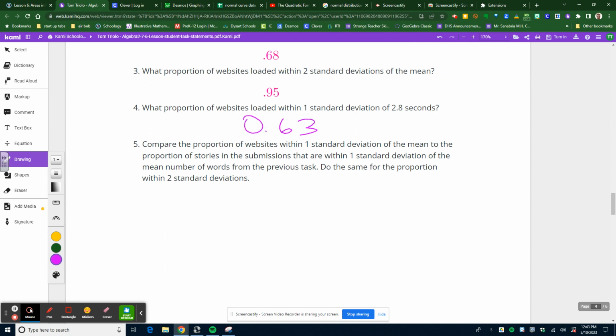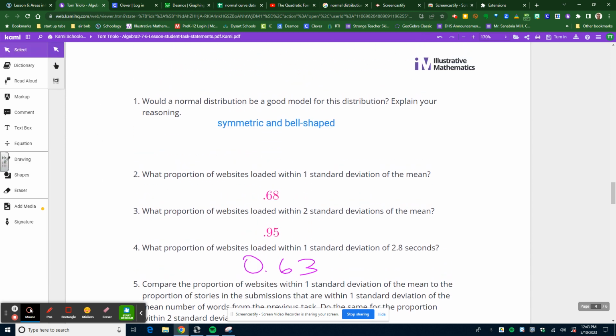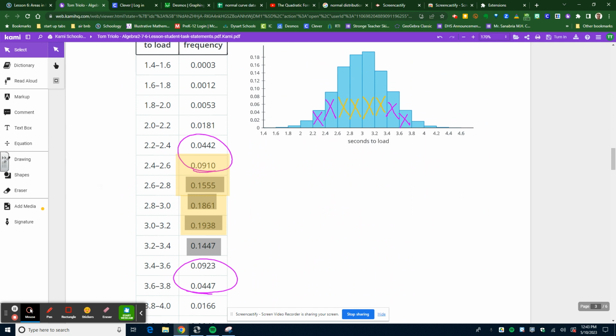0.63. Okay. So it says compare the proportion of websites within 1 standard deviation to the proportion of websites within 1 standard deviation of the mean number. They're not the same. Why? Because I didn't use the what? What's the mean? It's 3. And my number that I used here was 2.8. Is 2.8 the mean? No.